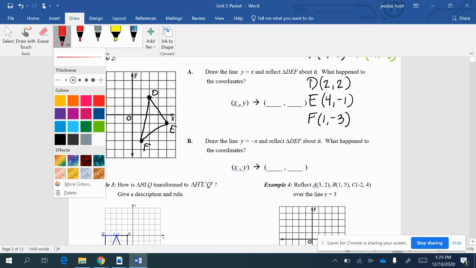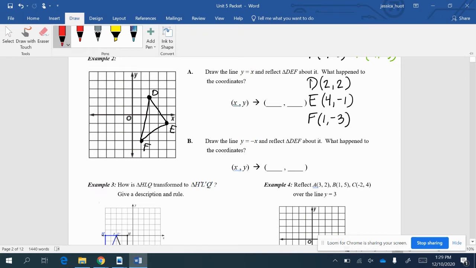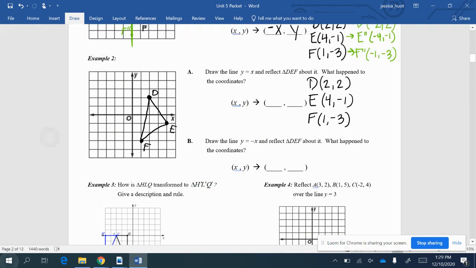I'm going to use red again. So now I'm reflecting across the line y equals x. That is a straight line with a slope of 1 and a y-intercept of 0. So your line looks like this. There we go.